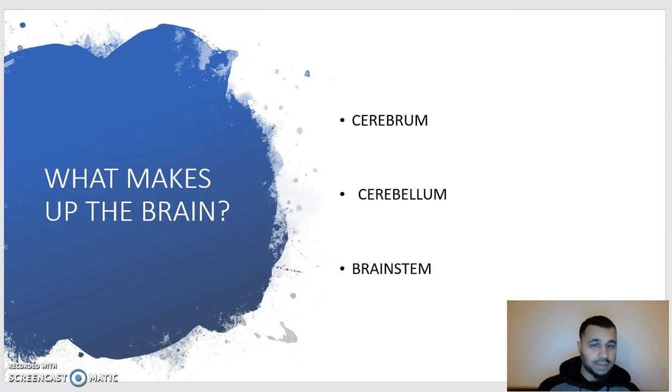So the next one is the cerebellum. The cerebellum is located under the cerebrum, and its function is basically to coordinate muscle movements and maintain our posture and maintain our balance. And then we have the brainstem. So the brainstem is basically acting as a relay center connecting the cerebrum and the cerebellum. It connects them to our spinal cord.